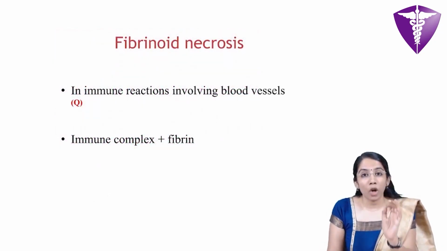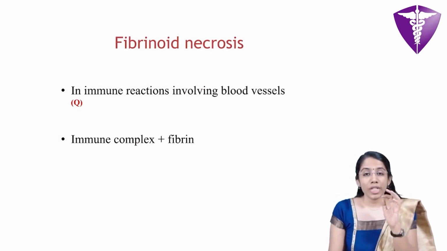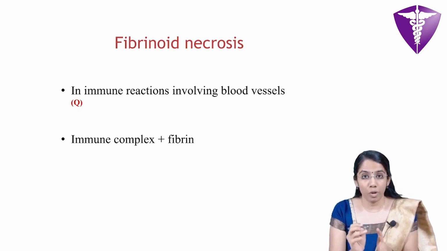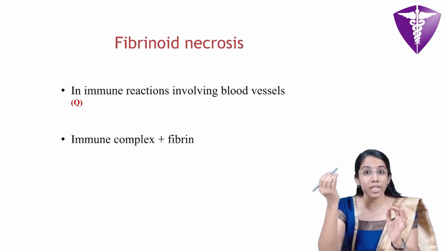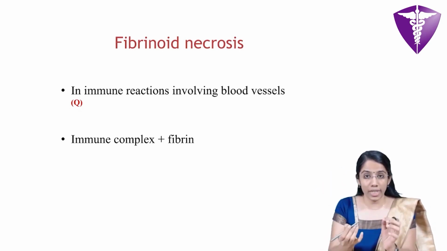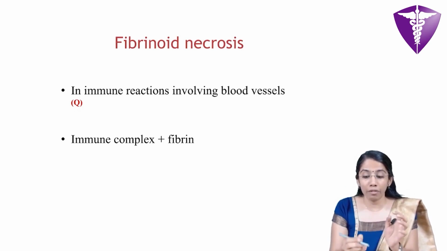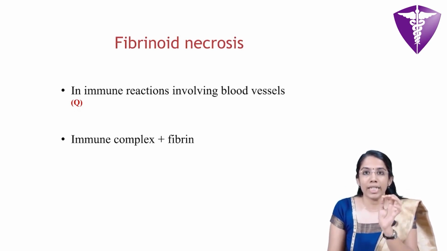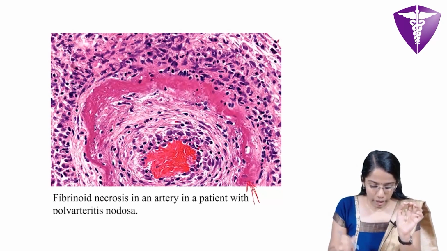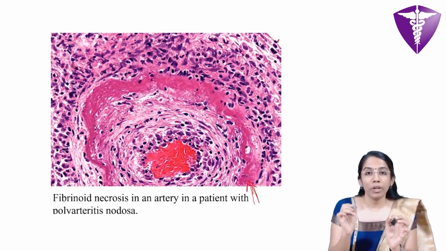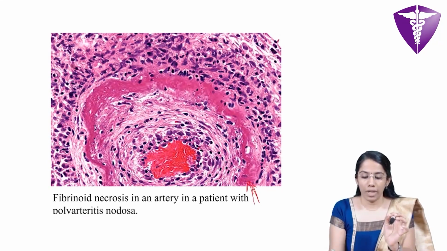Finally, we have fibrinoid necrosis. This is a necrosis pattern seen in immune complex deposition, composed of antigen-antibody complexes, in the wall of arteries. Along with the immune complex, there is fibrin which has leaked from the vessels, and these two together give the pink amorphous appearance seen in microscopy. This is a case of fibrinoid necrosis in an artery in a patient with polyarteritis nodosa.